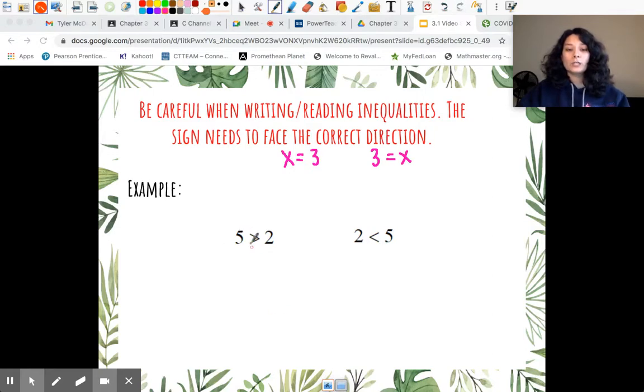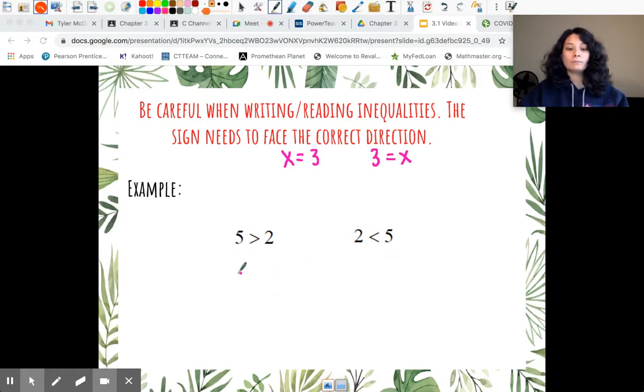So if my first inequality read 5 is greater than 2, and I flipped the sides that the 2 and the 5 are on, I need to flip the direction of the inequality as well so that it still reads 5 is greater than 2, or in other words, 2 is less than 5.